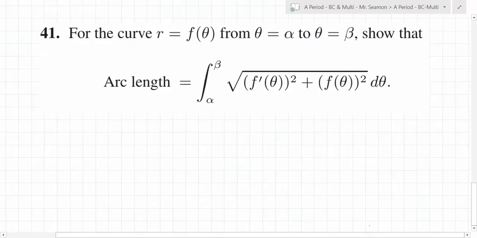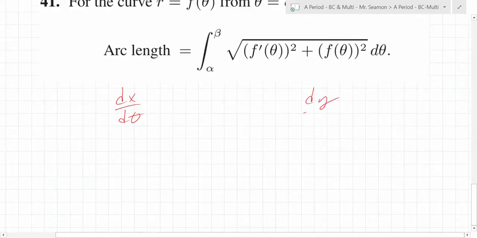For the curve r equals f of theta from... Oh, nice. Show that that's the arc length. Awesome. Okay, so what you need when you're doing the arc length of a polar curve is you need dx d theta, and you need what else? dy d theta.